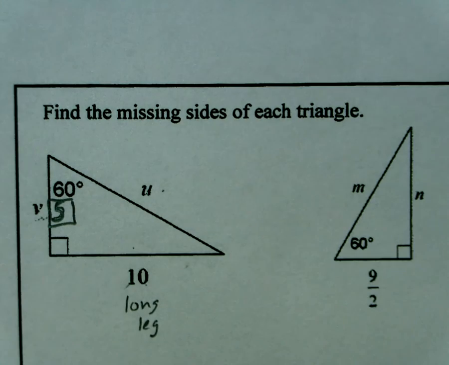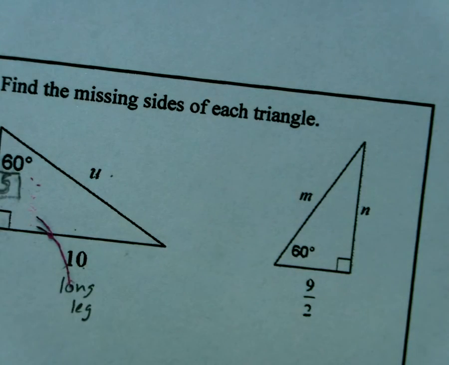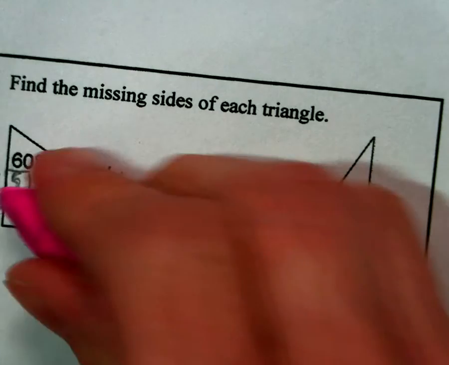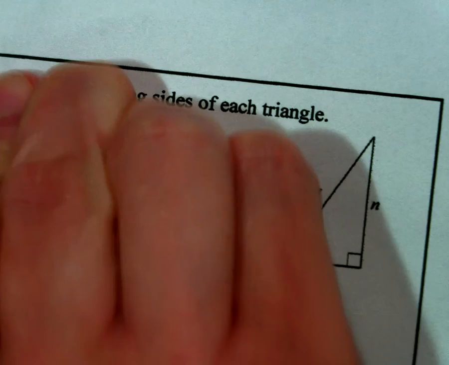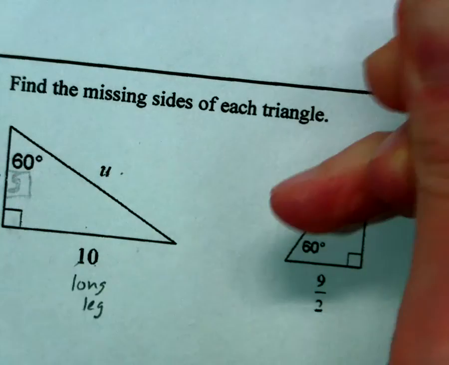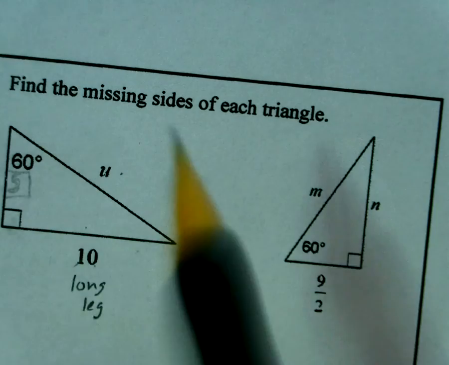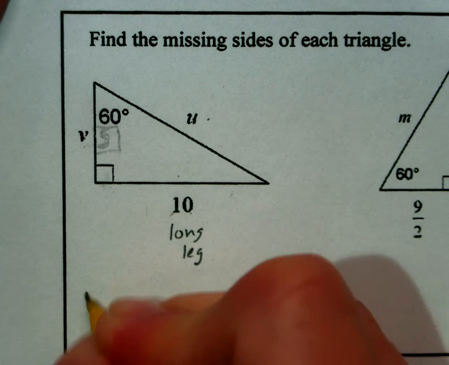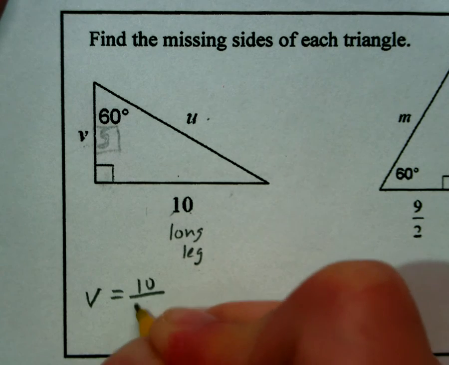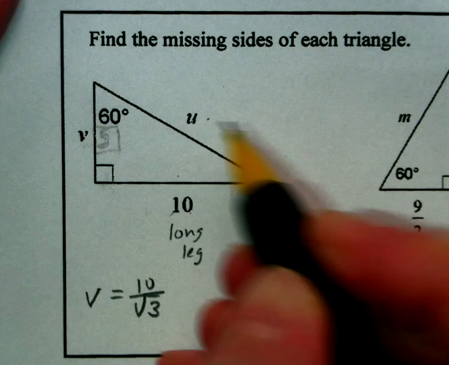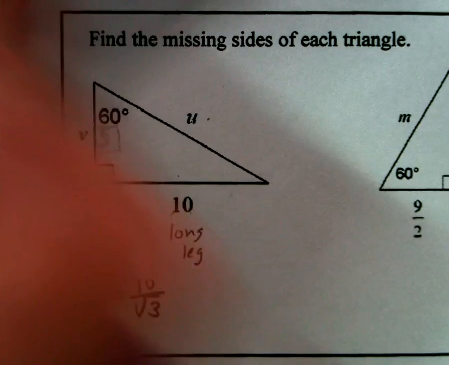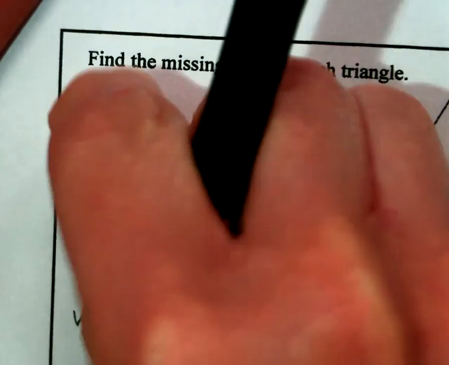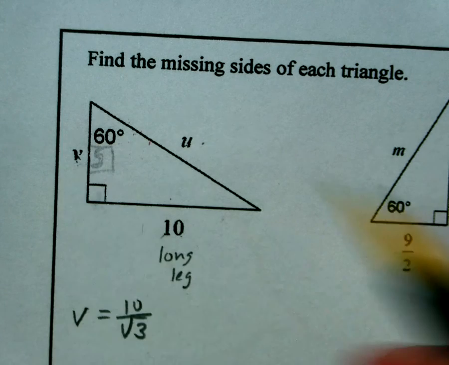Sorry, that's wrong. I did that wrong. That is not correct, because this is not the hypotenuse. So what we have to do to go from the long leg to the short leg is divide by the square root of 3. So this side would be 10 divided by the square root of 3. Sorry, I was thinking we had the hypotenuse, but we don't.